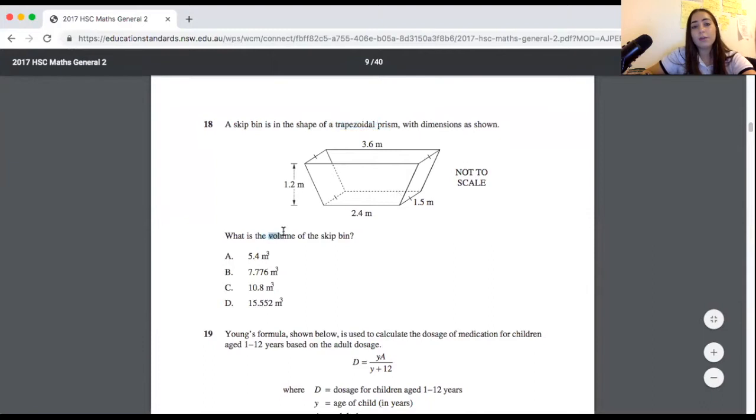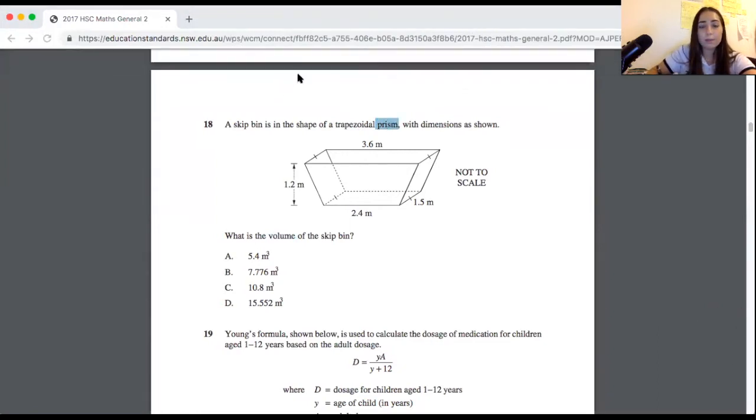So your job is to find the volume of the bin. First of all, it's a prism. So we know the volume of any prism is as follows. It's the area of the cross-section times the height of the object. So let's start with the area of the cross-section. So what is the cross-sectional face?